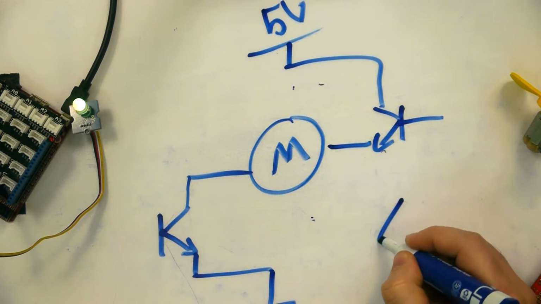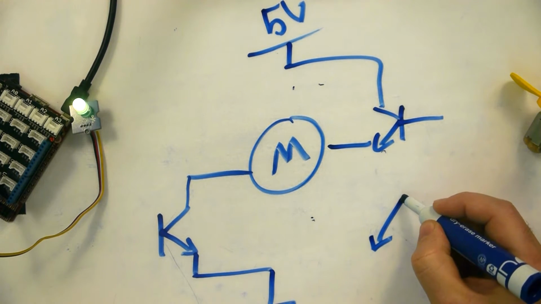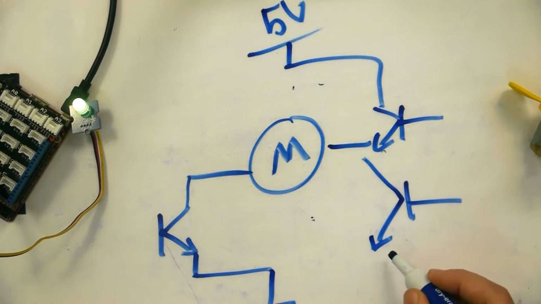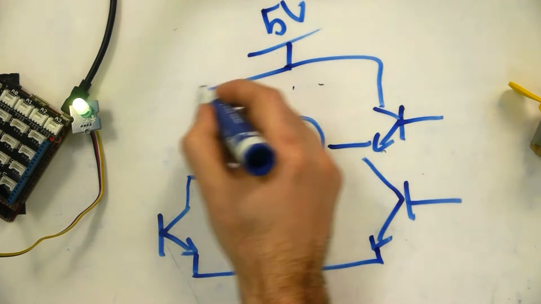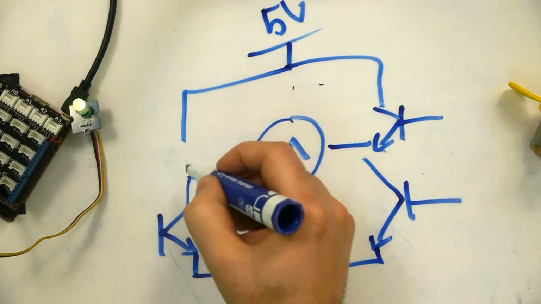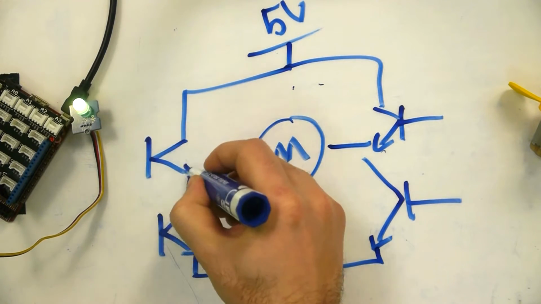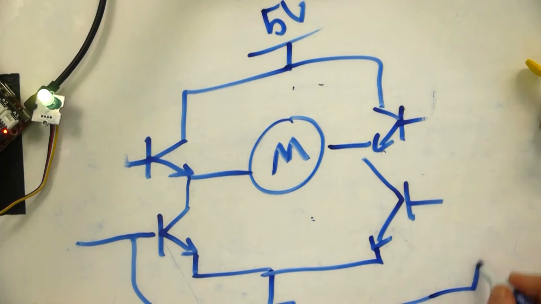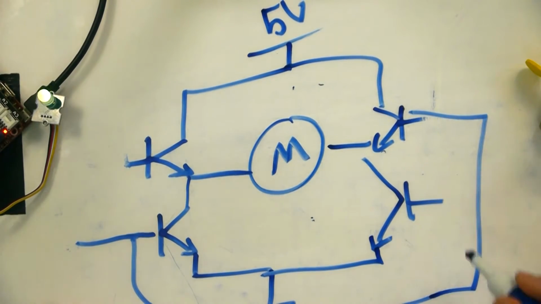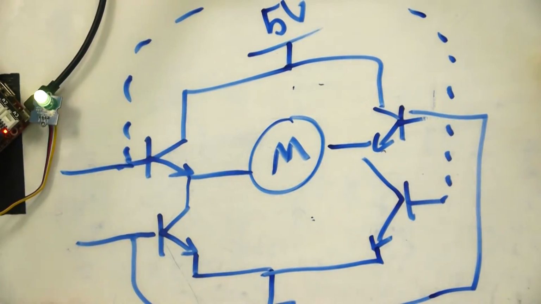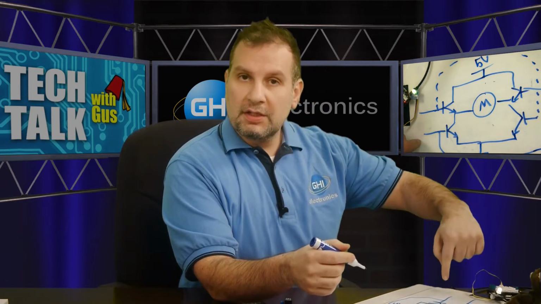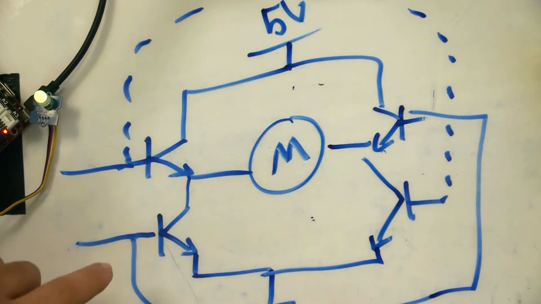And now I have another transistor over here, and this is also connected to ground. And over here I also have a 4th transistor. Let's see if I get this right. Here we go. Now, I'm going to connect this and this one together, and this one together. Okay?